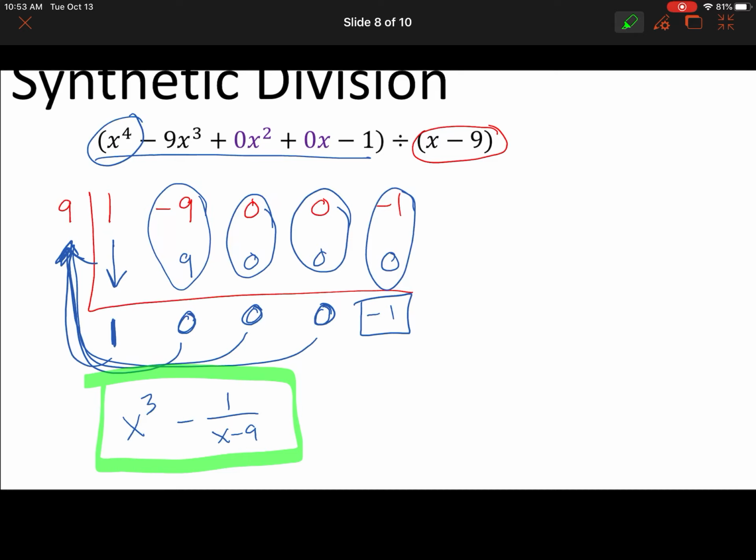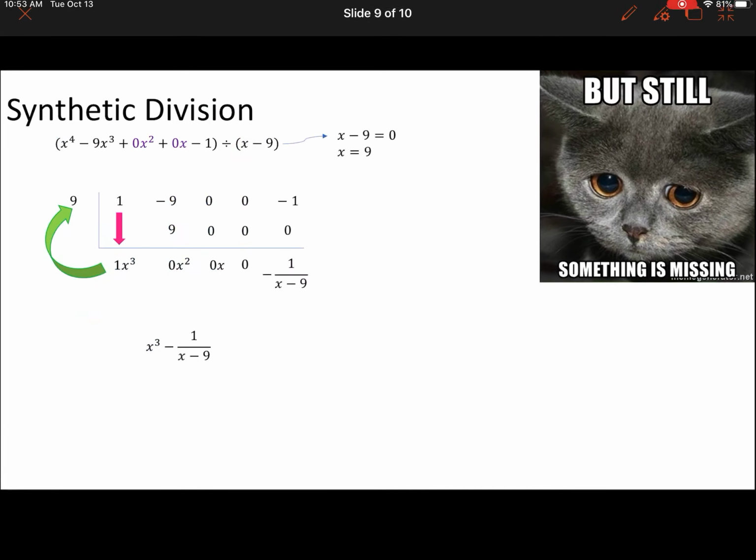But it is so important that you fill in those missing terms, because when we start filling in coefficients at the end, we need an x to the third all the way down to x squared, x, constant, and the remainder. We need all of those terms available to us.